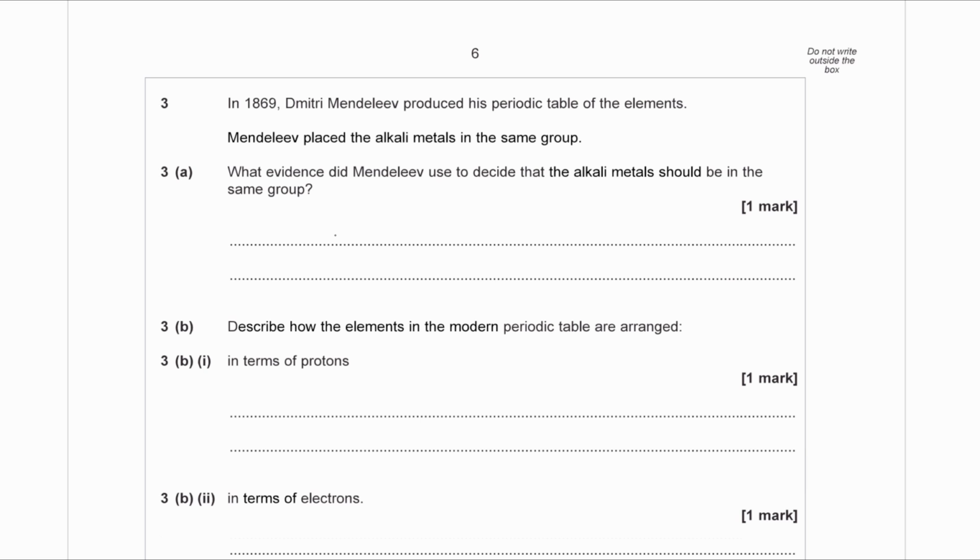So in question 3, we are told that in 1869, Dmitry Mendeleev produced his periodic table of elements. Mendeleev placed the alkali metals in the same group. What evidence did Mendeleev use to decide that the alkali metals should be in the same group? Now, back then we didn't know about the electron configurations, but he could say that they were in the same group because they had similar chemical properties. Okay, right, so similar chemical properties, because they react with similar compounds in similar ways, so their chemical properties are very similar.